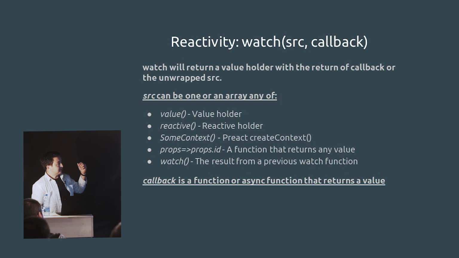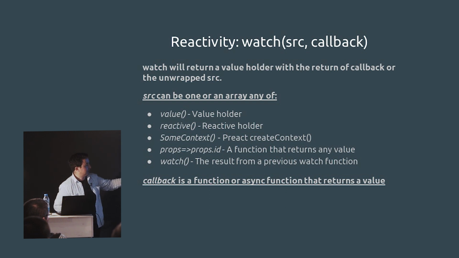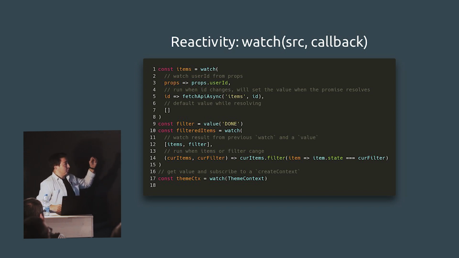So let's say you want to fetch something based on some of this source here. Every time the source changes, that fetch will be run again, and you will update the value with the result of it. So here is an example. Here I'm defining items, and I'm saying, okay, I want to watch the user ID that I get in props. And then I want to say, okay, with this ID, I will fetch some API. This is an asynchronous function.